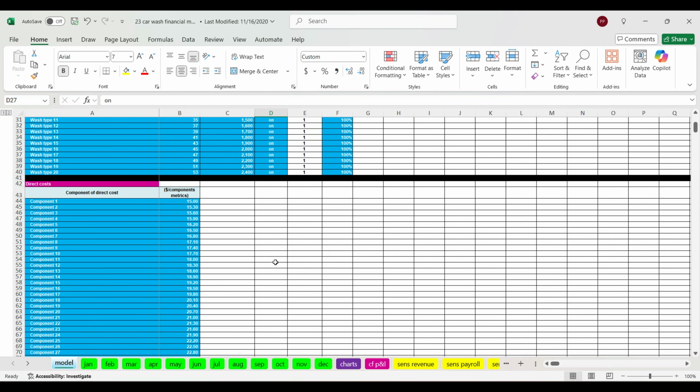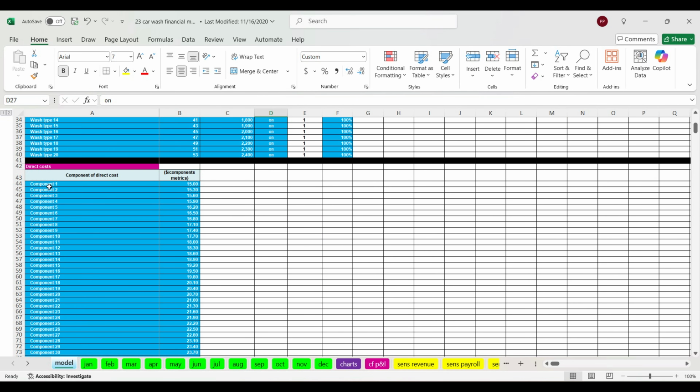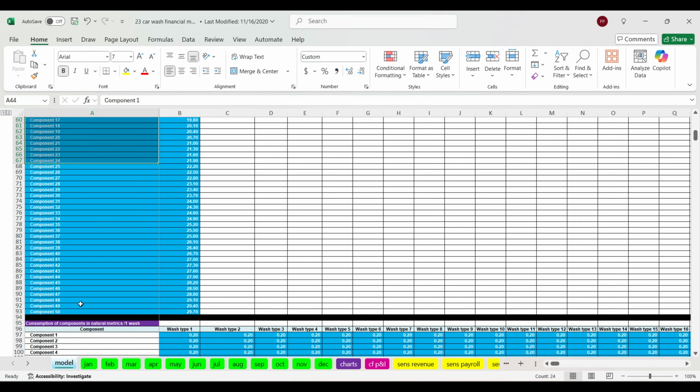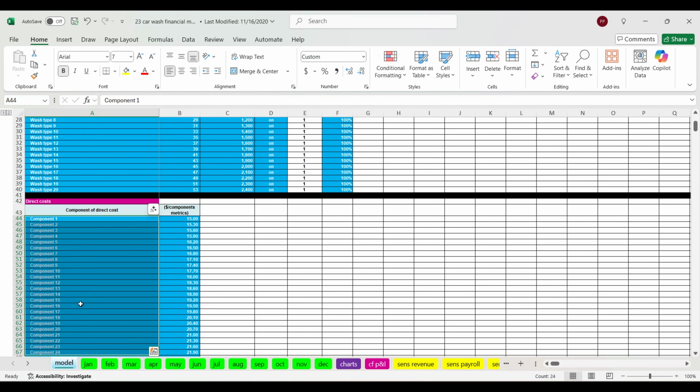Then we need to create the list of components that are involved in the car wash services, the liquid detergents and so on. So here we have the list of all components that may participate in different car wash services. Here we can specify the cost per one unit of each component in its measurement unit.